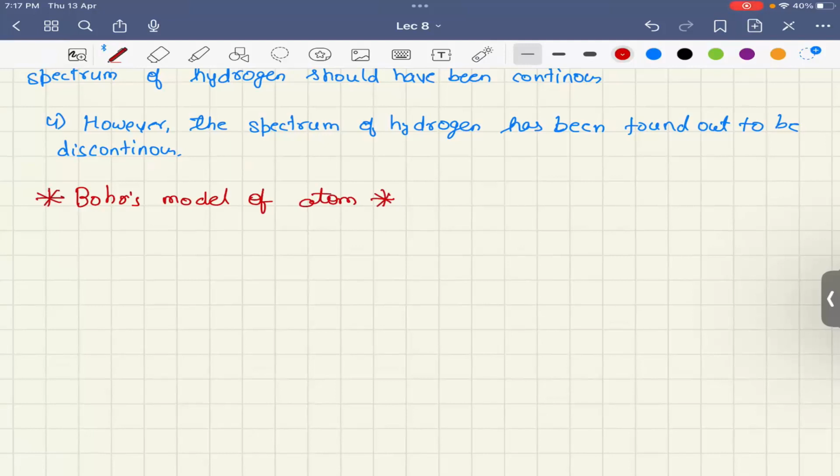To overcome the drawbacks of Rutherford's model of an atom and to explain the line spectrum of hydrogen, Niels Bohr in 1913 proposed a model of atom which was based upon Planck's quantum theory of radiation. The new model is called Bohr's model of atom.